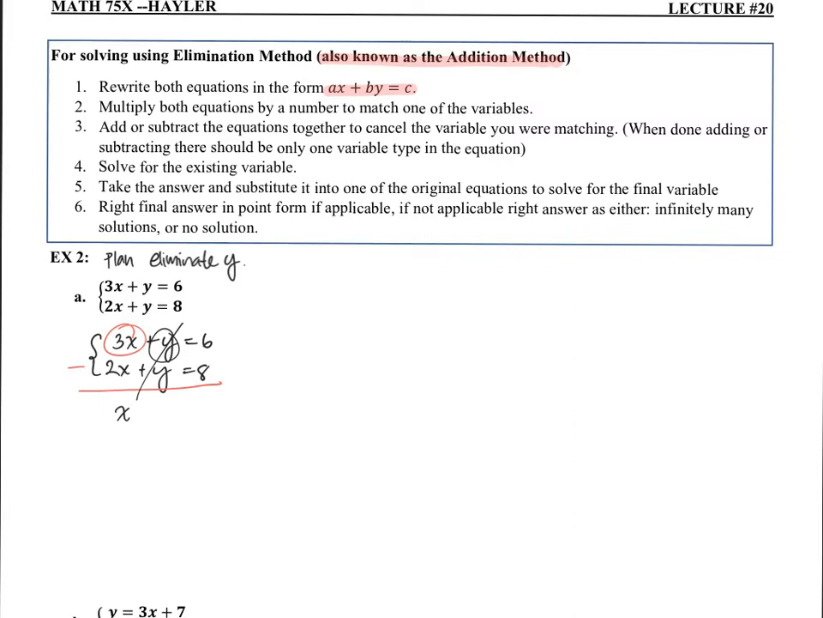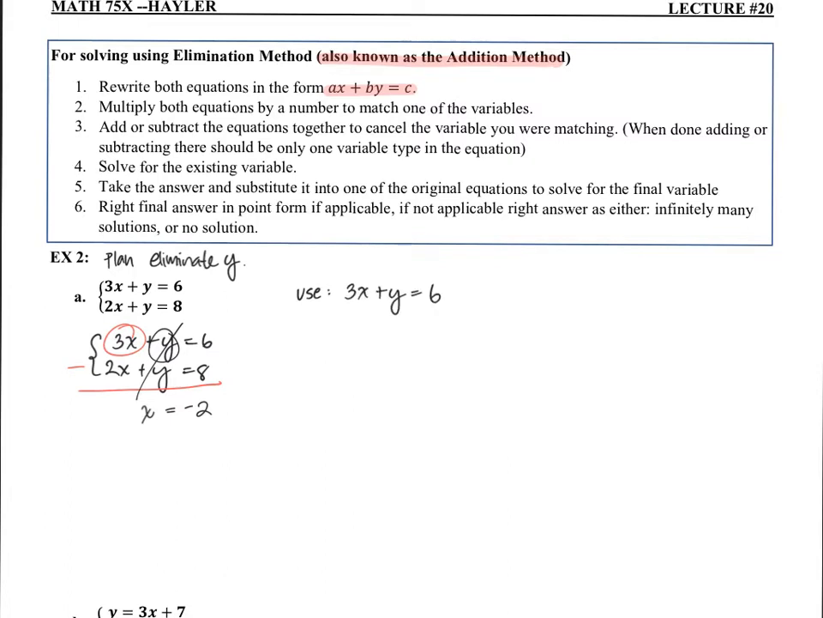And then we have 6 minus 8, which is going to be negative 2. Let me move that x over. x equals negative 2. So now we have to figure out how to find y. Well, same thing, we're going to plug the x value into either the top one or the bottom one. It doesn't matter which one. So let's just use the top one.